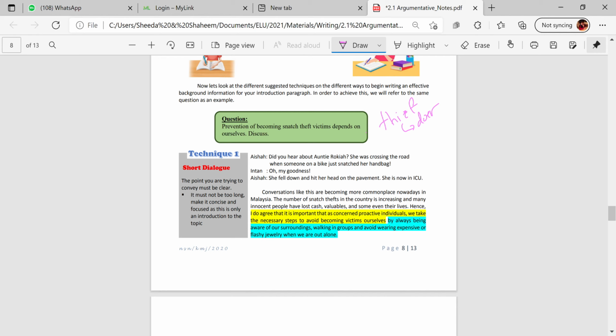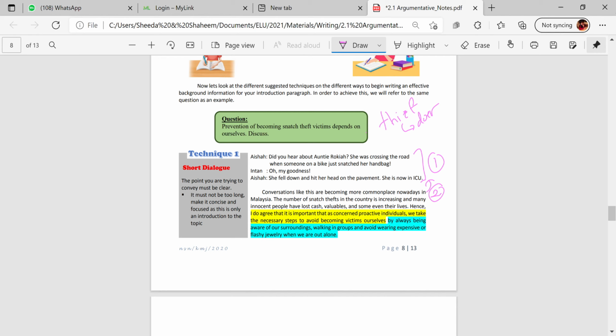So as you can see, you begin with a short dialogue. Again, I repeat, short dialogue, just to indicate what the situation is, relating to the topic, which is prevention of becoming snatch theft victims depends on ourselves. And then as you finish that dialogue, you refer to the dialogue. Conversations like this are becoming more commonplace nowadays in Malaysia. The number of snatch thefts in the country is increasing. So you touch on the dialogue and relate it to the topic. And many innocent people have lost cash, valuables, and some even their lives. So then you have already entered the topic, answering the question.